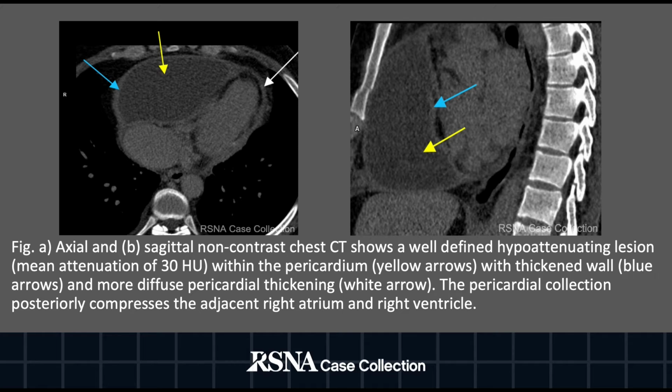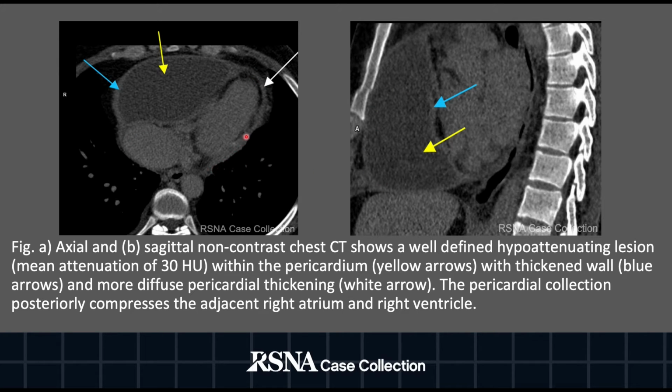On the given slide are the non-contrast images, which show both the axial as well as the sagittal sections of a well-defined hypoattenuating lesion. The mean attenuation was around 30 HU within the pericardium. So this was the lesion within the pericardium. You can also see that not only is the wall of the lesion thickened in the pericardium, but also that the pericardium is diffusely thickened.